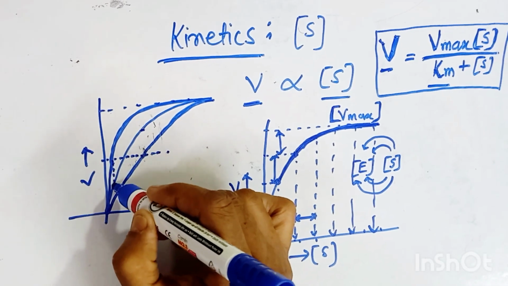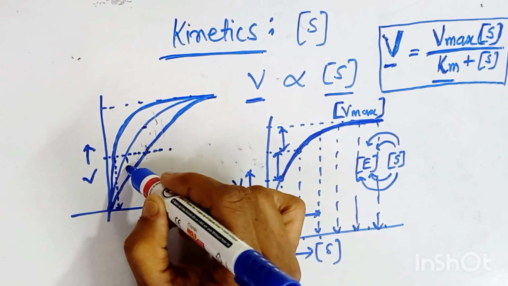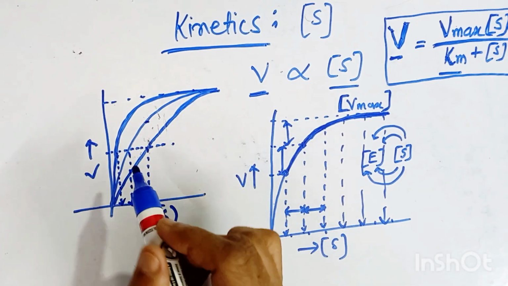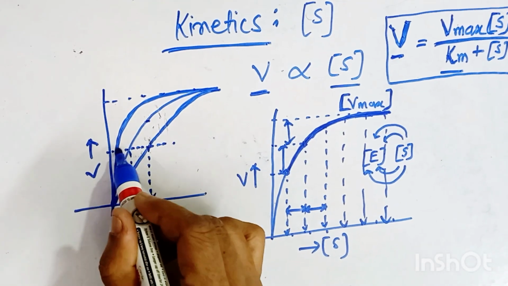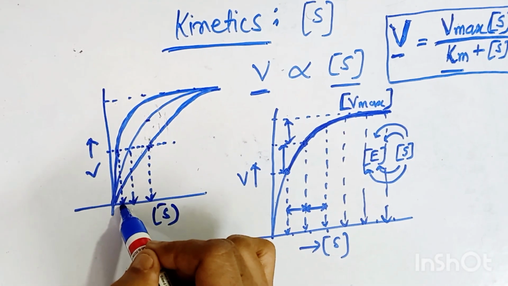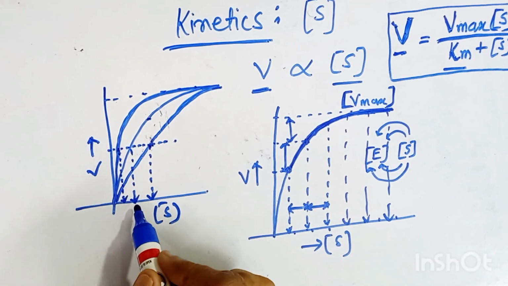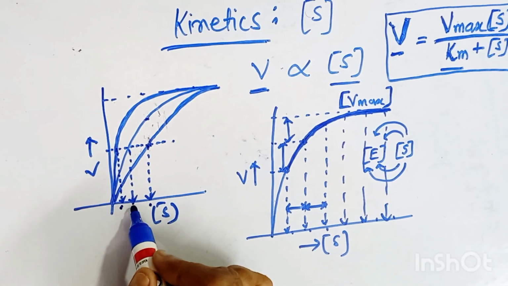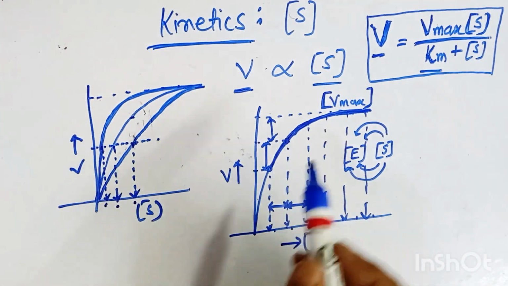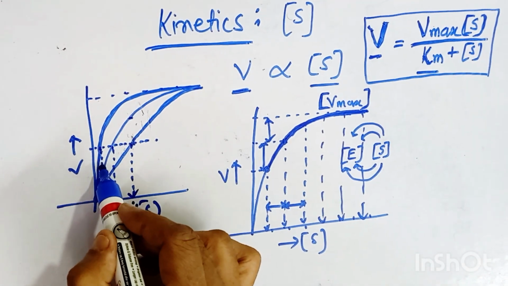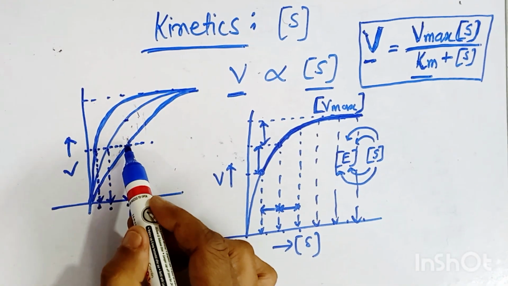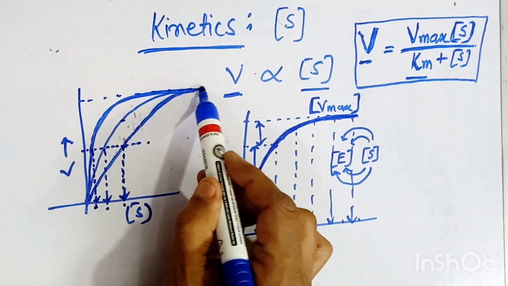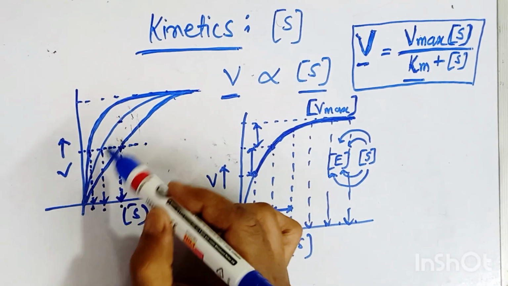The half of maximum velocity is here, but in these three types of kinetics, in these two kinetic reactions, the half of maximum velocity is reached at different substrate concentrations. This is a lower substrate concentration, and this is a higher substrate concentration compared to the original curve. At lower substrate concentration, half of maximum velocity is reached. At higher substrate concentration, half of maximum velocity is reached, but the maximum velocity is the same for all these three curves, or all these three kinetic reactions.